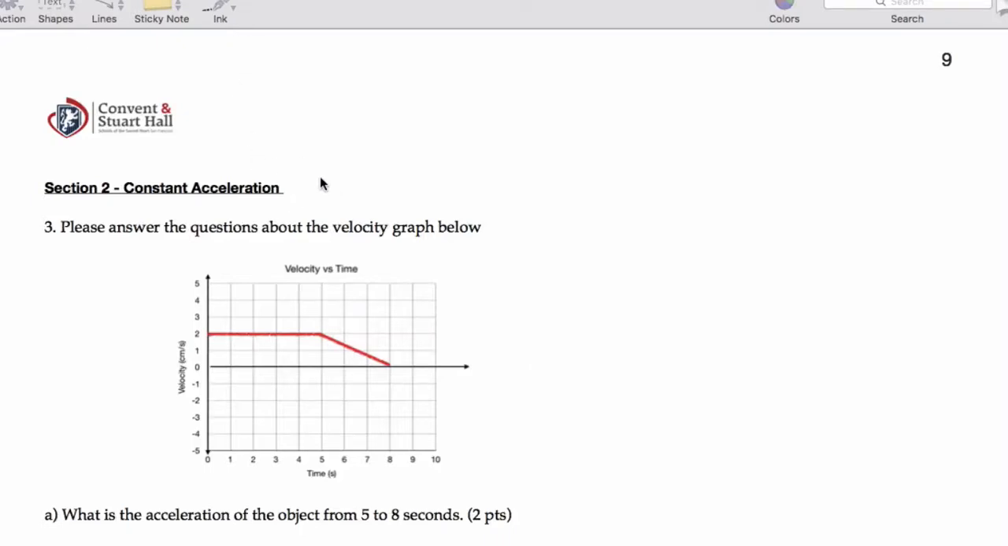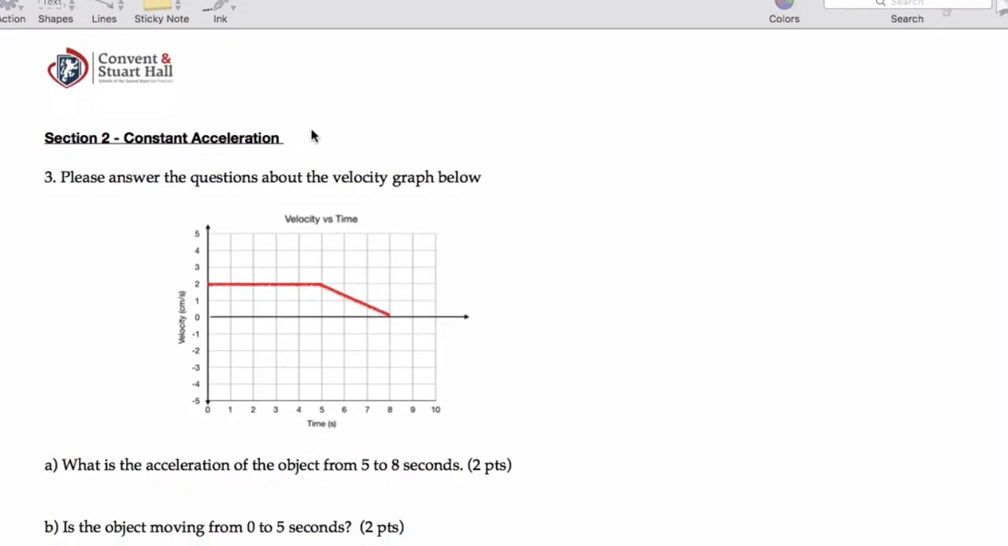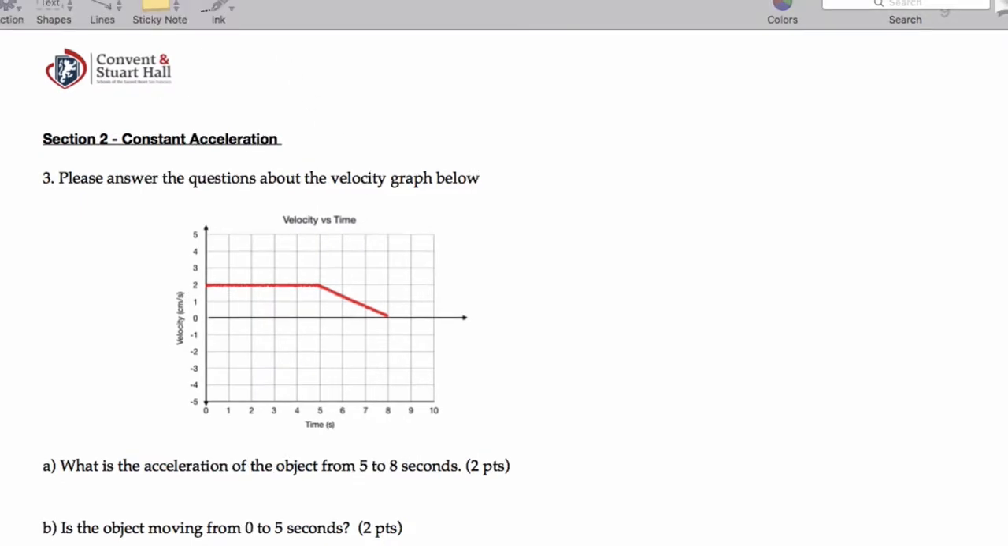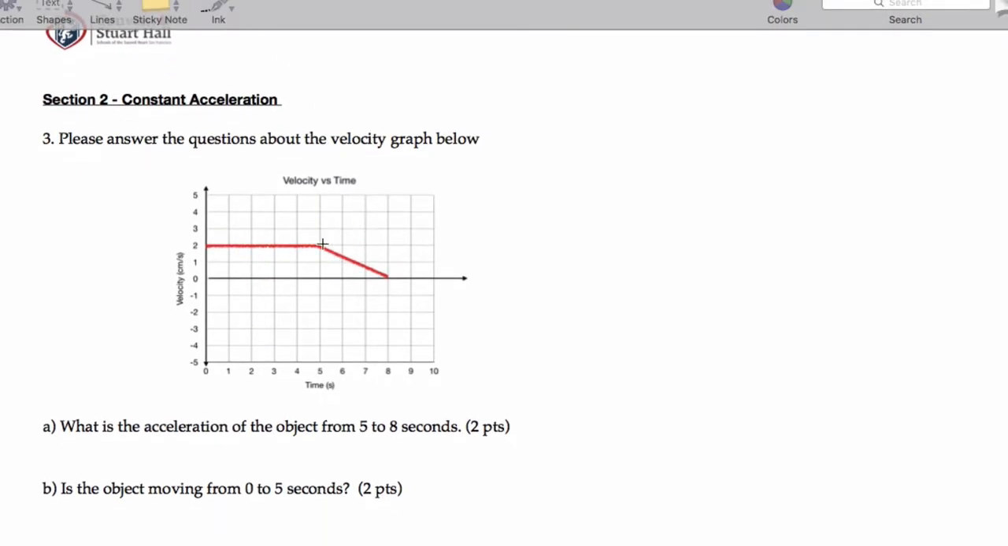Questions about the velocity graph below, so let's be careful. We want to know the acceleration of the object from 5 to 8 seconds, so that means we need to get the slope. Once again, here I'm going to be really careful in labeling my graph. So this point is (8, 0), meaning at 8 seconds the velocity is 0 meters per second. And here at 5 seconds our velocity is 2 meters per second.